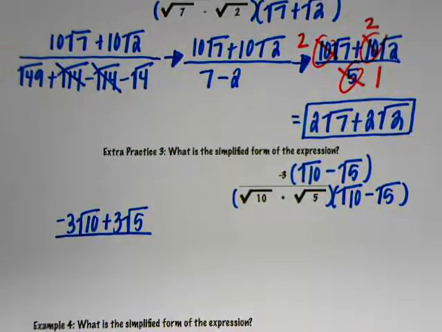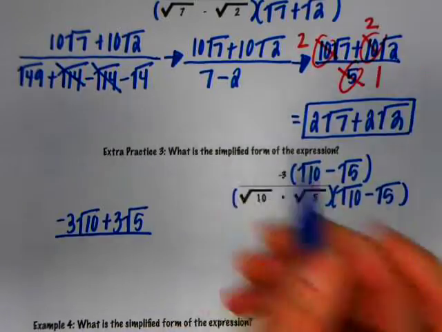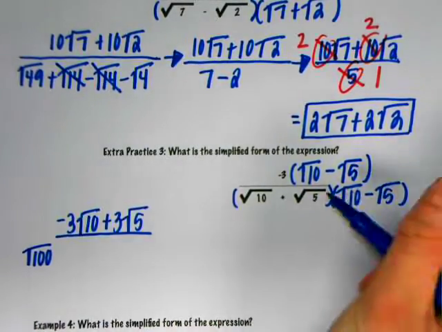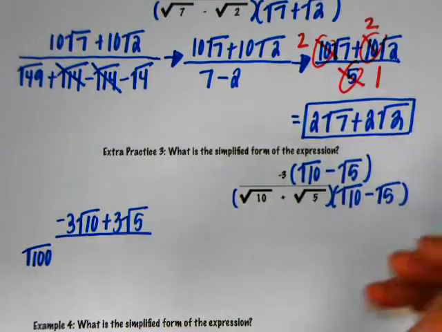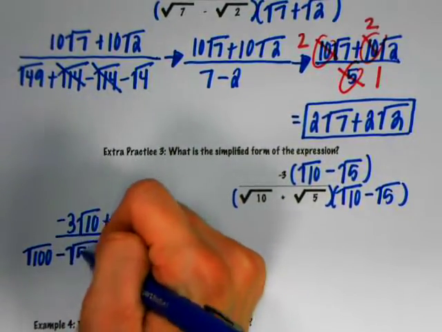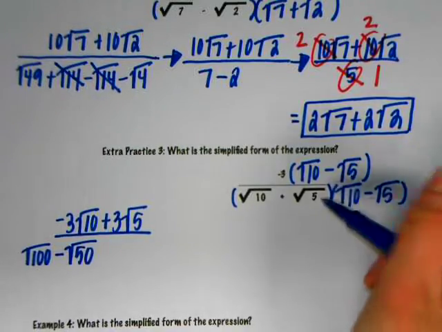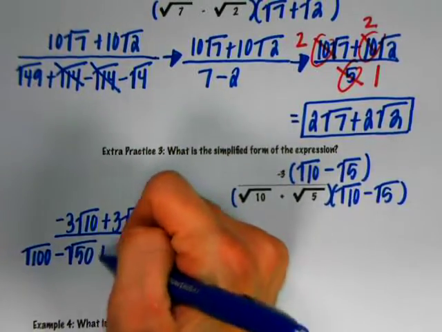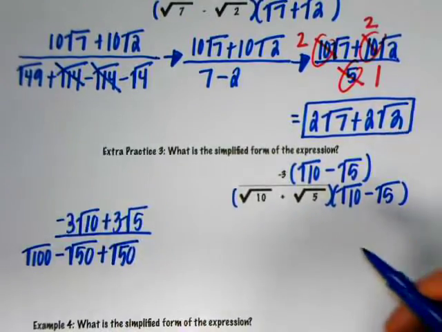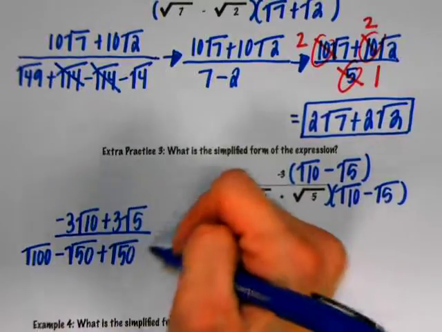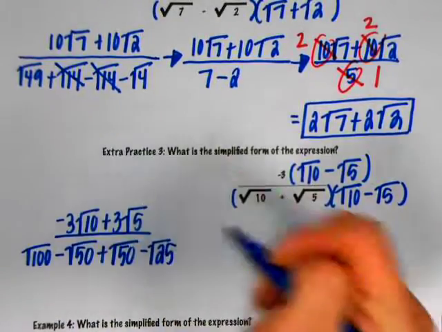And then FOIL the bottom. Radical 10 times radical 10 is radical 100. Radical 10 times negative radical 5 is negative radical 50. Radical 5 times radical 10 is positive radical 50. And then radical 5 times negative radical 5 is negative radical 25.